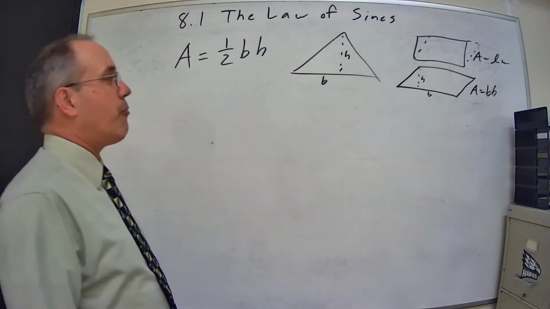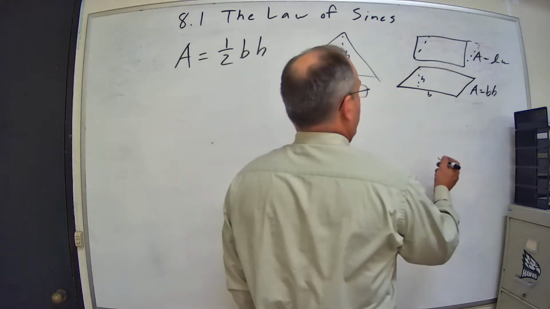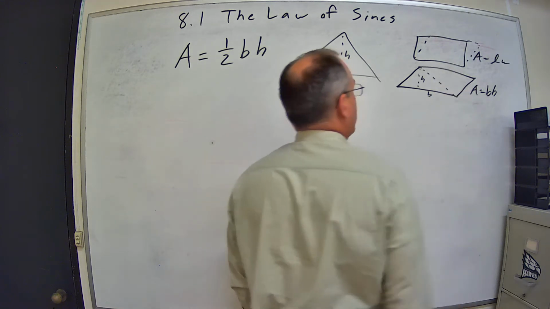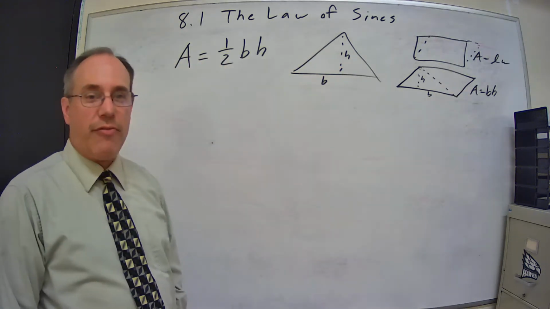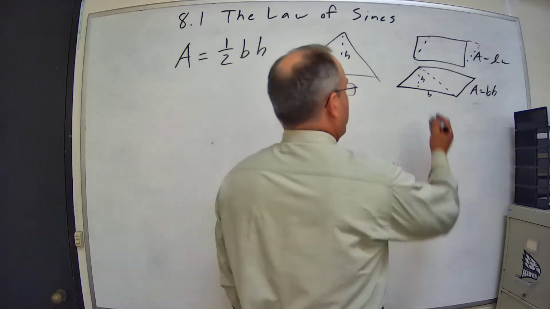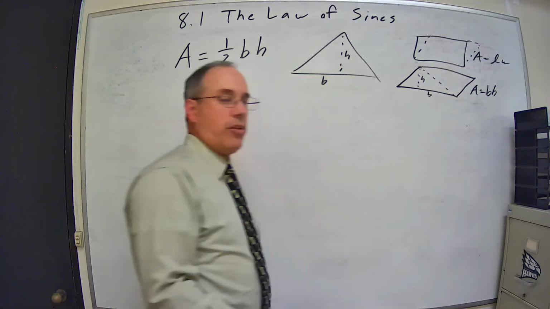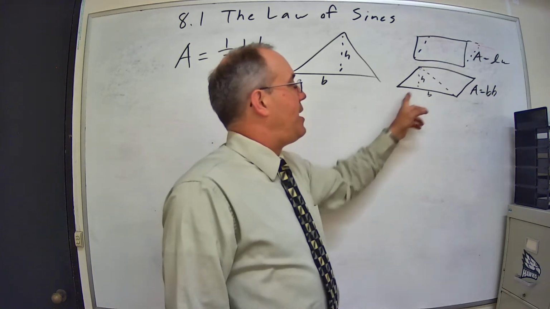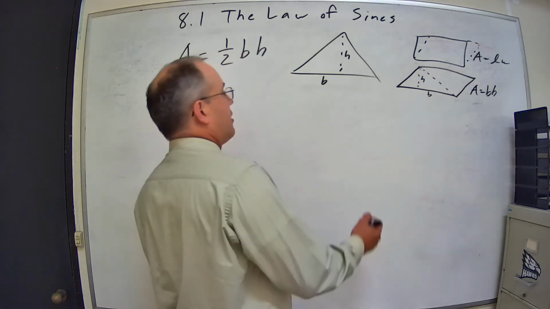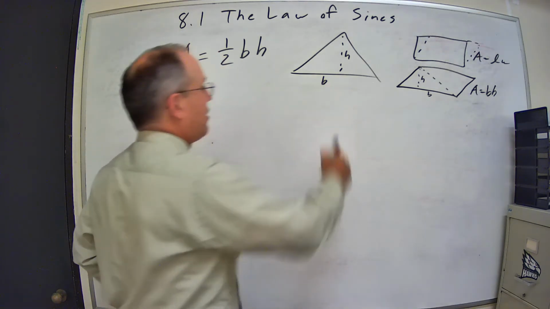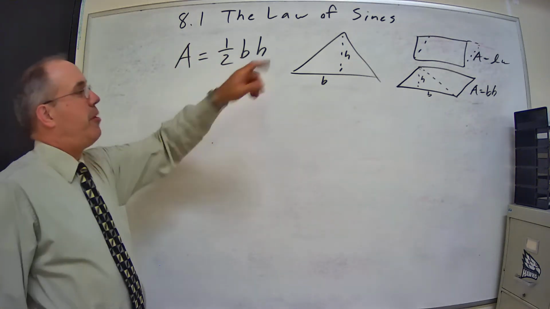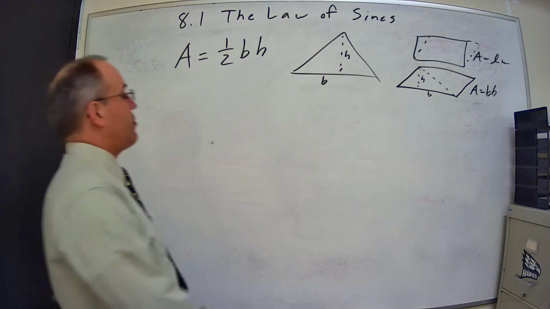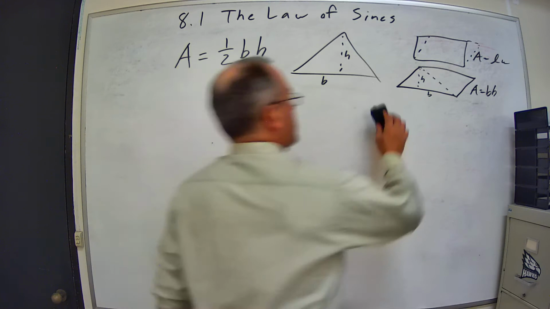If I take that parallelogram and chop it in half, we now have half of a parallelogram, which has the same height and the same base, so that triangle is equal to 1/2 the base times the height. So there's how we come up with our original formula for the area of a triangle. So I can get this out of the way.